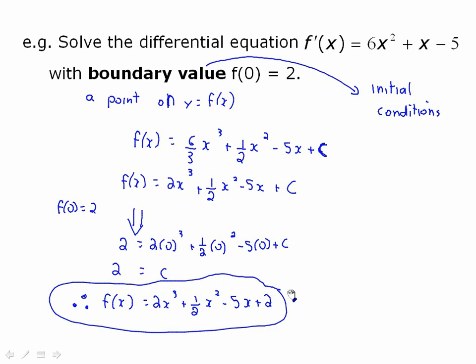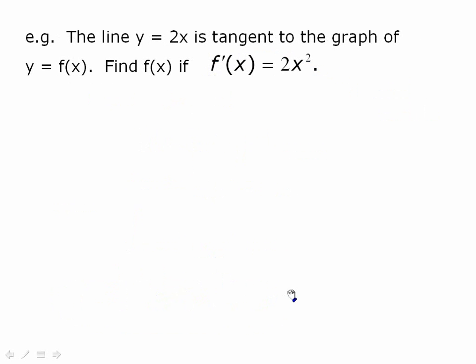Now, usually it's not stated so clearly what the initial conditions or the boundary value is or are, so you have to do a bit of work on it. So this is an example, a pretty good question. Mathematically very easy, but making sense of it is the challenge. We're told that this line, y equal 2x, is tangent to the graph of this unknown function, f at x. It's unknown because we do have the derivative, f prime at x.